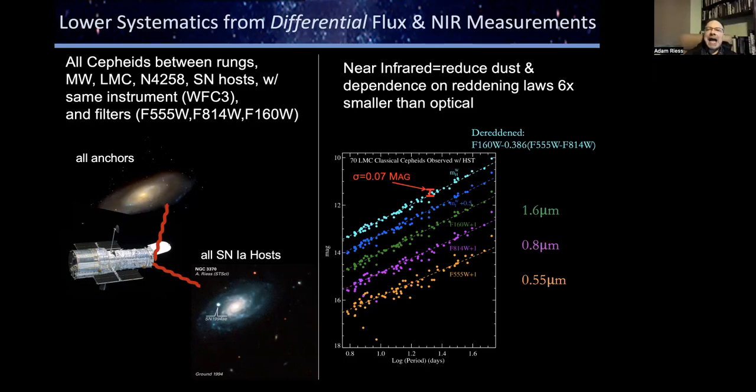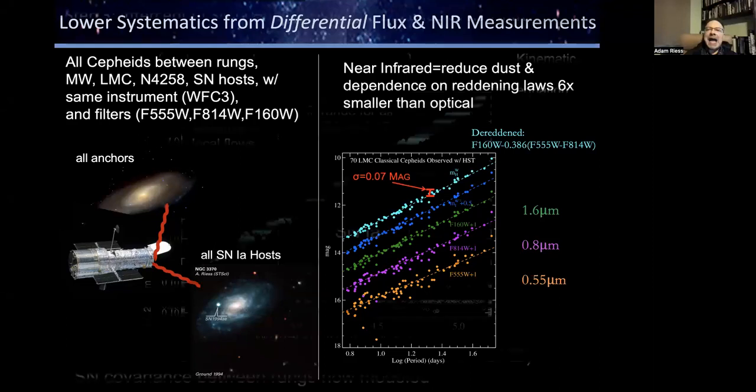And so what I'm showing you here are the period luminosity relationships for Cepheid variables in the Large Magellanic Cloud. As you go further and further to the red, from optical wavelengths here in orange all the way to the near infrared, you can see the narrowing, or the tightening, of the period luminosity relation, because we're getting rid of the effects of dust and we're getting right down to the physics of the Cepheid variables.